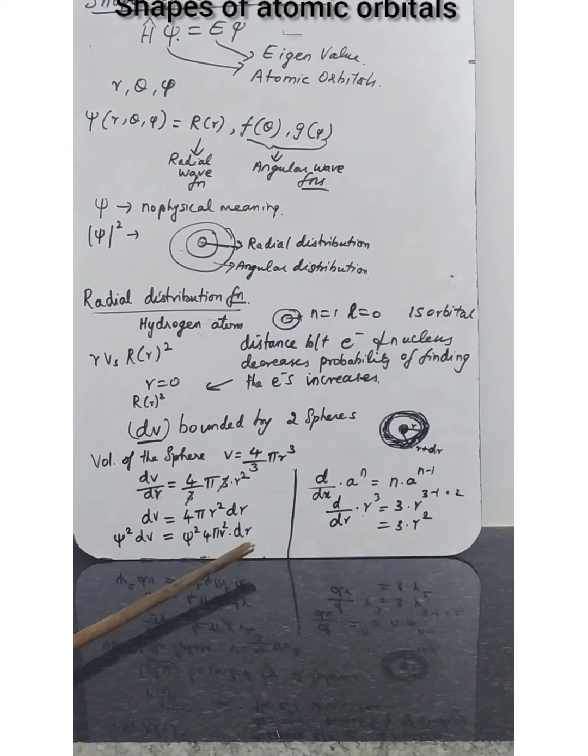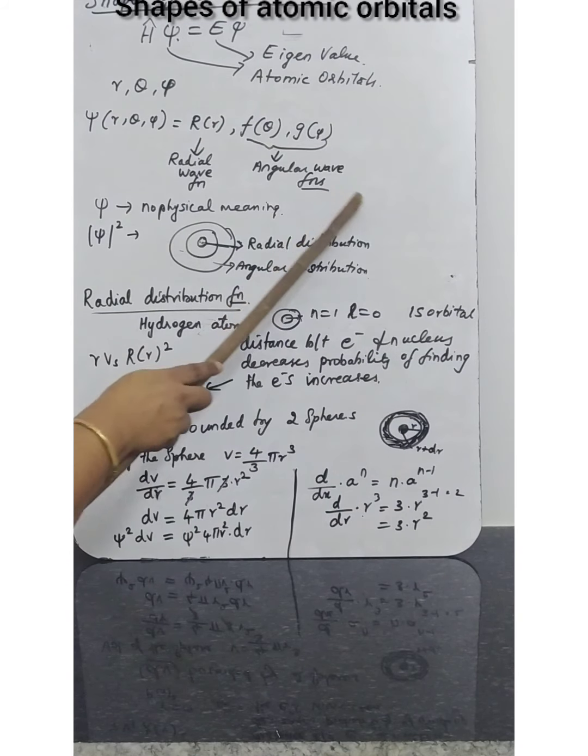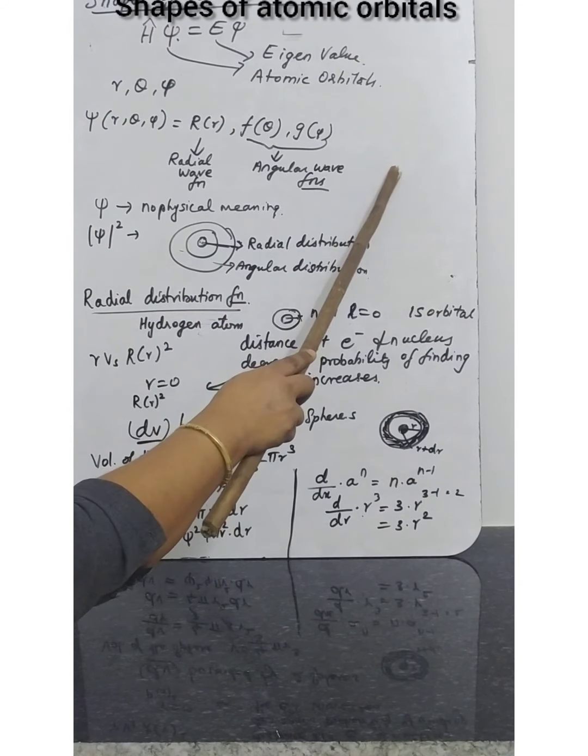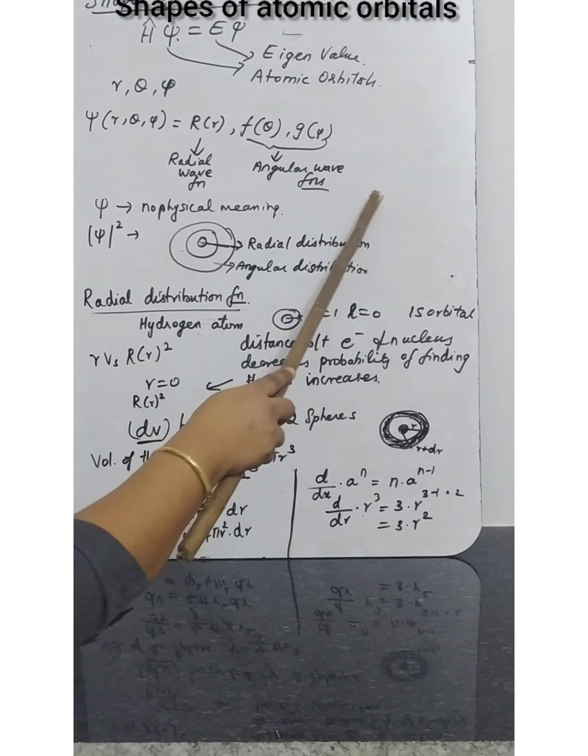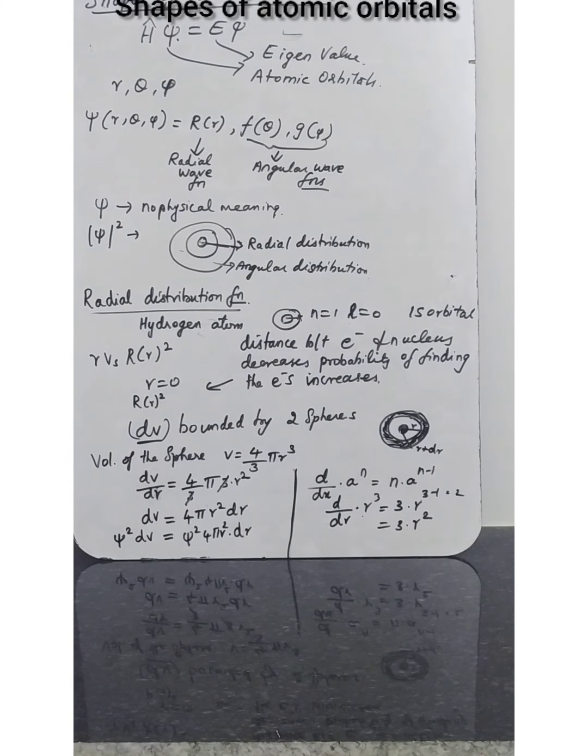So now we are going to plot the graph. Which versus which? 4 pi r square dr versus r. So if we draw the graph, what will come? That is the 1s orbital. For the 1s orbital, on the y axis we are taking 4 pi r square dr, and on the x axis we are taking r. So like this the plot will come. Here at 0, the plot will not come at the 0 position. So there is no node.